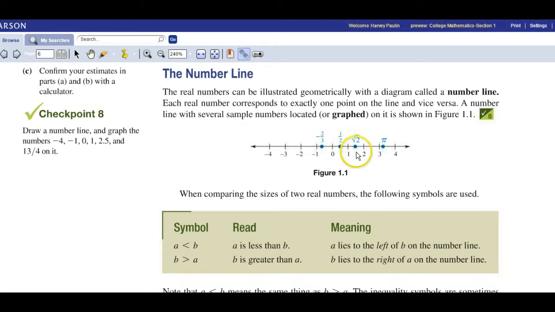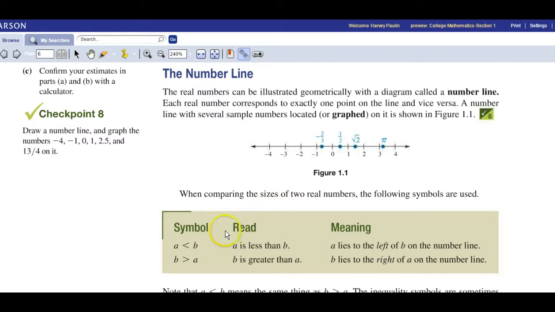But then there's a special set of numbers, like the square root of 2 and pi, and anything under the radical that's not a perfect square. These would all be irrational numbers. They're all in the number line, and they make up the real numbers.